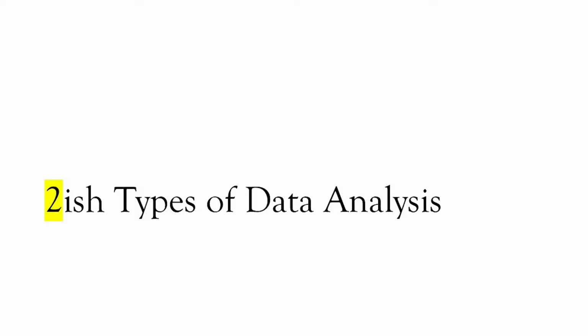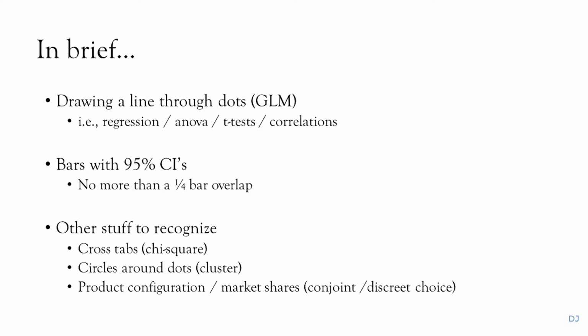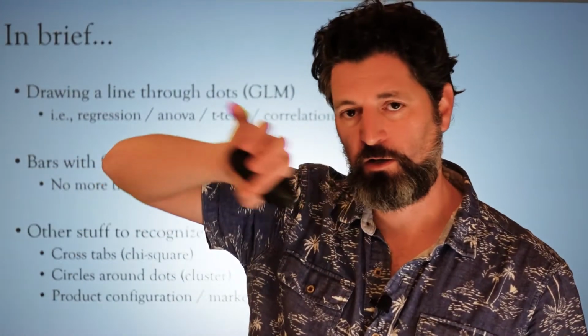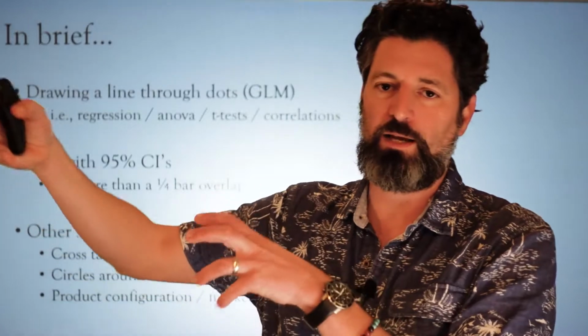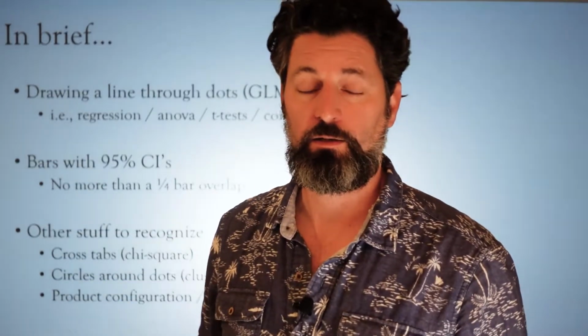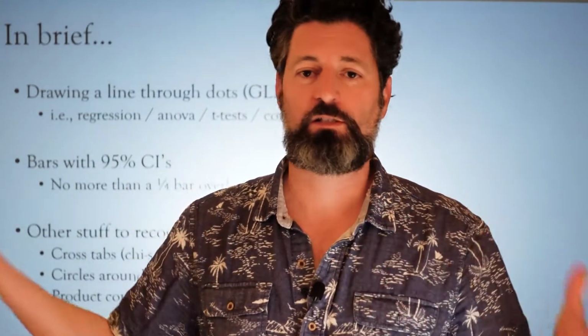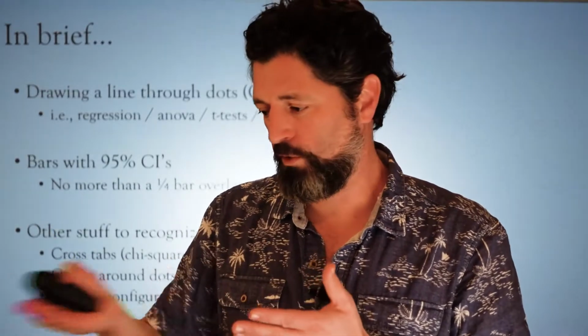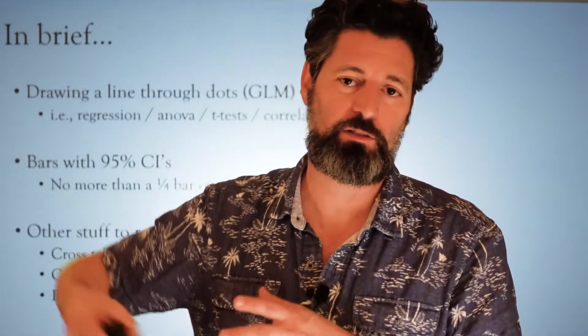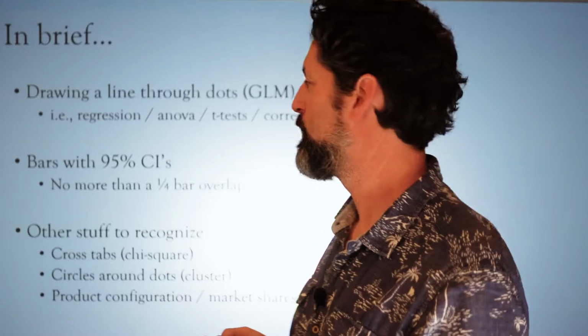All right. Two-ish types of data analysis that we're going to do in here. One, we're going to draw a line through dots. We're going to call that regression, or the general linear model. Essentially, we have some series of dots and we fit a line to the dots in order to minimize the distance between the line and the dots. That's the idea of regression. Then we have an equation that essentially describes that line to us. For every 1 unit change in this x, how much does y go up? What's the slope?